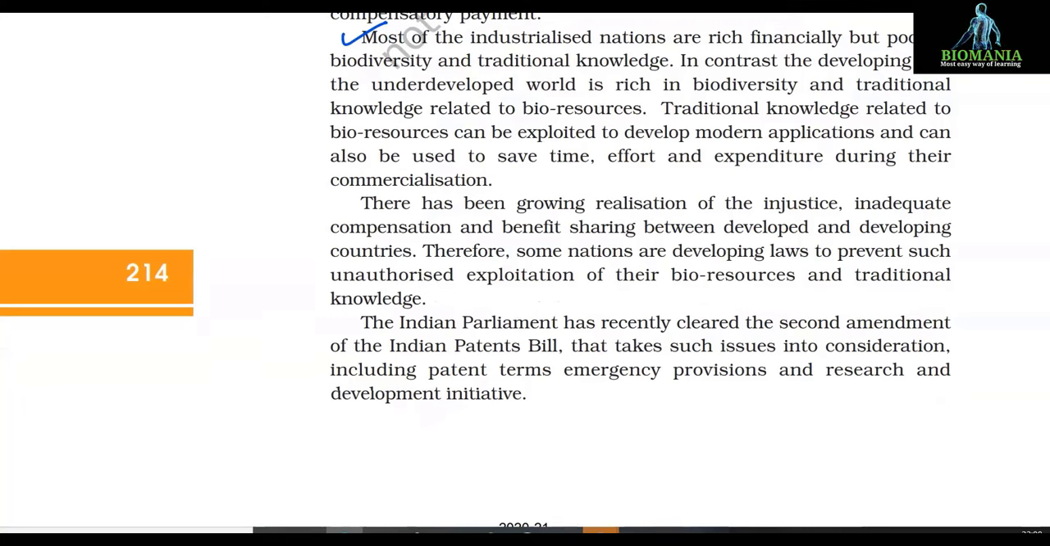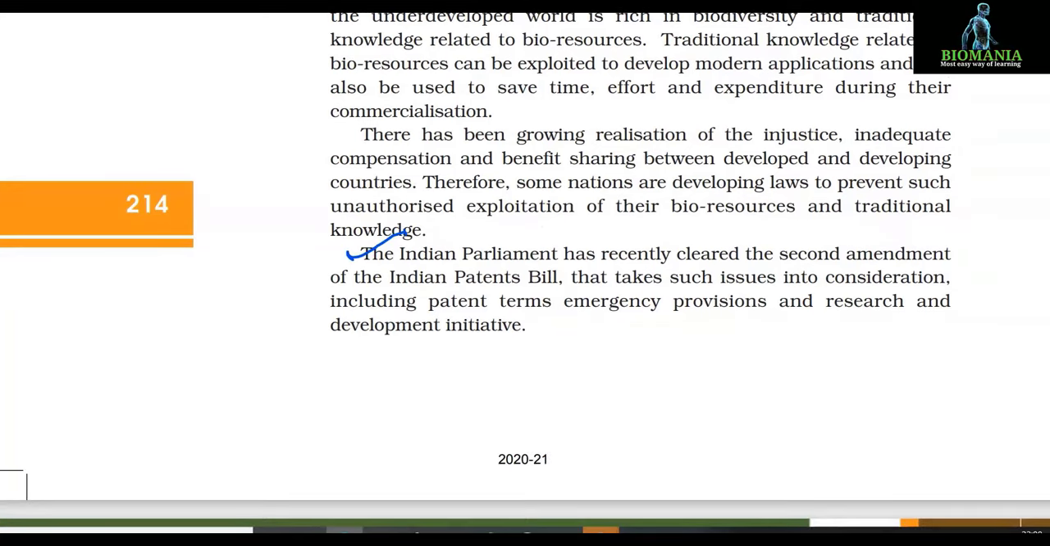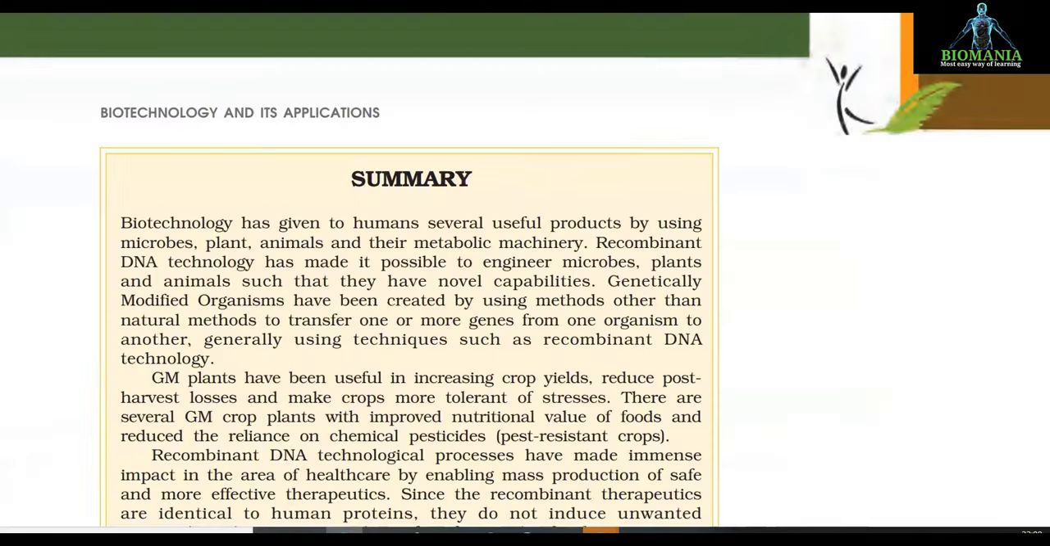Traditional knowledge related to bioresources can be exploited to develop modern applications and can also be used to save time, effort and expenditure during their commercialization. Therefore, there has been a growing realization of the injustice, inadequate compensation and benefit sharing between developed and developing countries. Therefore, some nations are developing laws to prevent such unauthorized exploitation of their bioresources and traditional knowledge. The Indian Parliament has recently cleared the Second Amendment of the Indian Patent Bill that takes such issues into consideration, including patent terms, emergency provisions and research and development initiative.